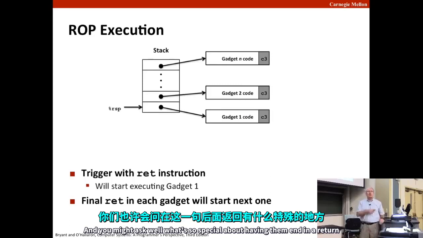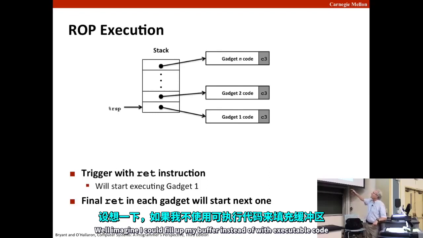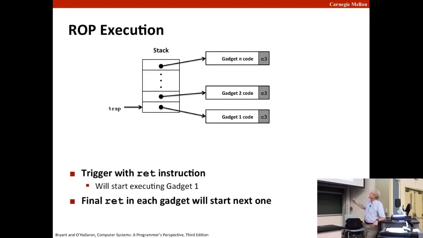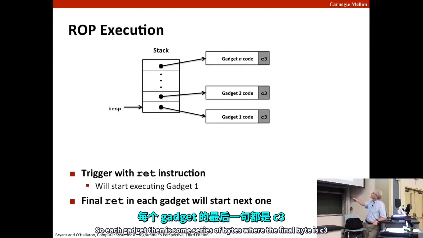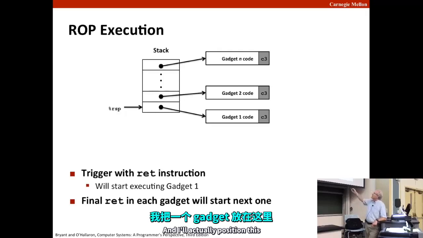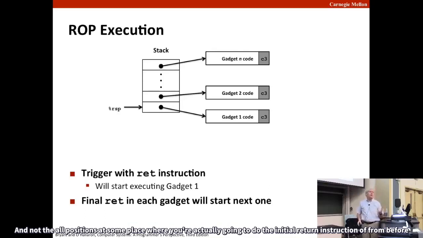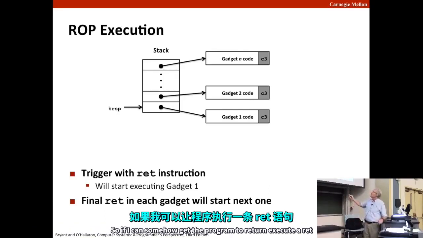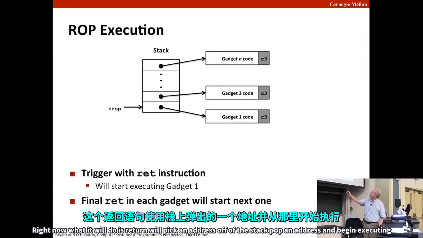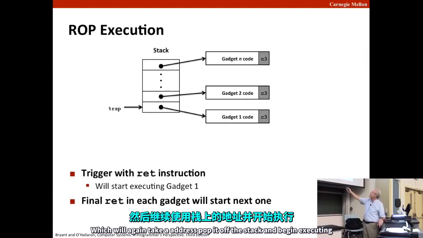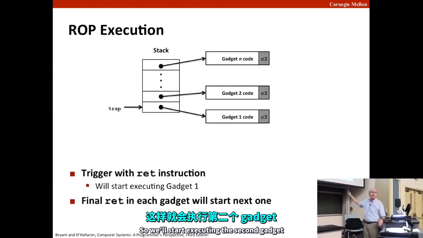And you might ask, what's so special about having them end in a return? Well, imagine I could fill up my buffer, instead of with executable code, with a series of gadget addresses. Each gadget is some series of bytes where the final byte is C3. I'll position this at the place where you're going to do the initial return instruction from before. So if I can get the program to execute a ret right now, return will pop an address off the stack and begin executing. That will start this code executing, and it will hit the C3, the ret instruction at the end, which will again pop an address off the stack and begin executing. So it will start executing the second gadget.